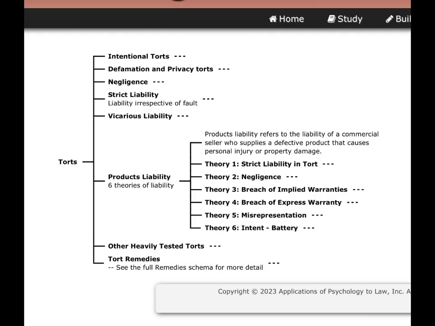The goal is to get as many of these theories into your book as you can. It is not to do a beautiful in-depth analysis of negligence and ignore all the other theories. And that is the trap that a lot of bar candidates fall into.